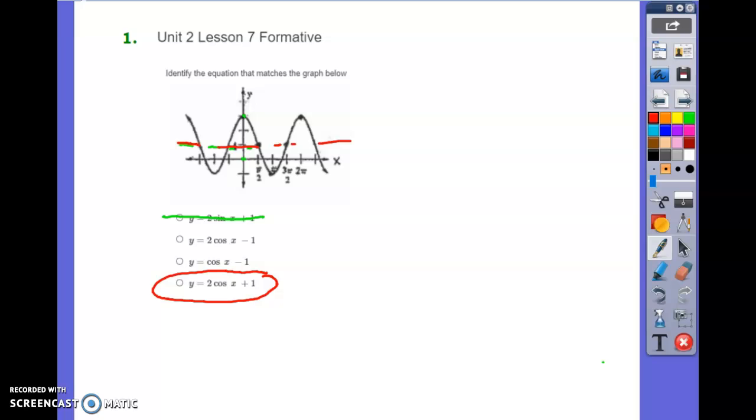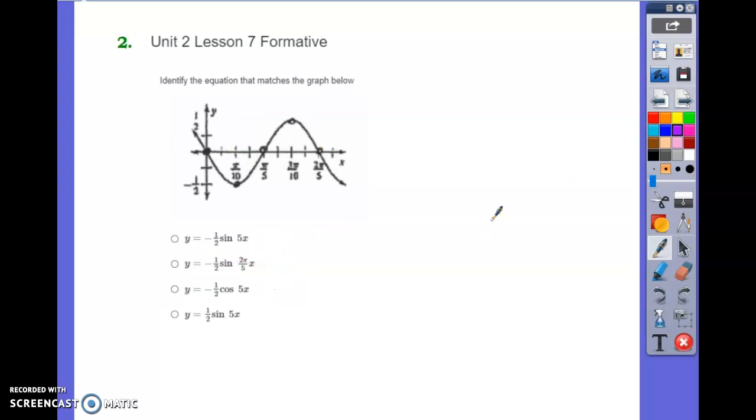The other 2 are cosines, but the amplitude is clearly 2, so it's not this one. And the only difference between this one and this one is the vertical shift, and we know it's going up 1 rather than down 1.